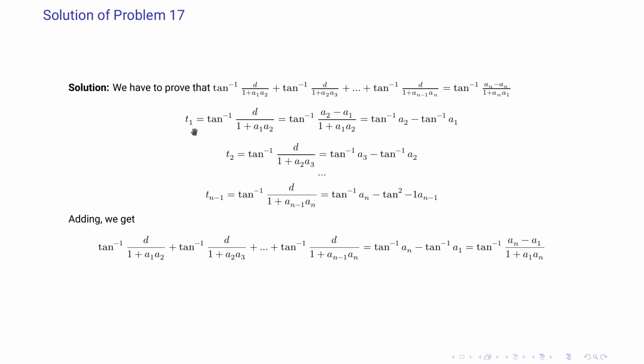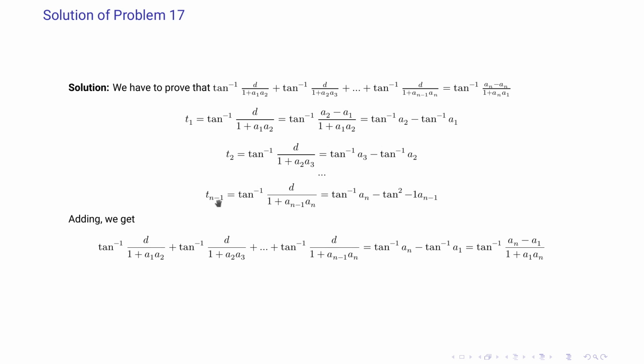So T1 is tan inverse d by 1 plus a1 a2. We can rewrite this, with d as a2 minus a1, as tan inverse a2 minus a1 by 1 plus a1 a2. Now from the formula of inverse trigonometric functions, this can be written as tan inverse a2 minus tan inverse a1. Similarly, T2 can be written as tan inverse a3 minus tan inverse a2.